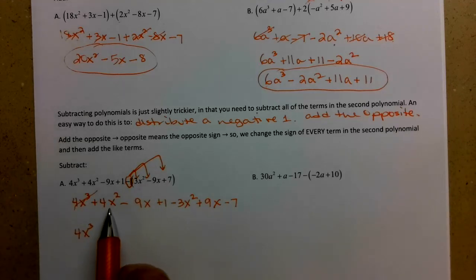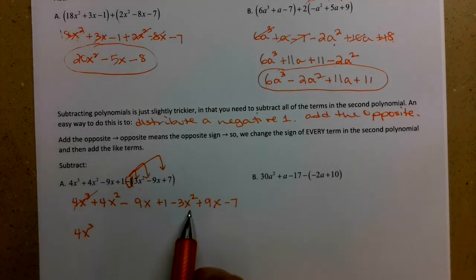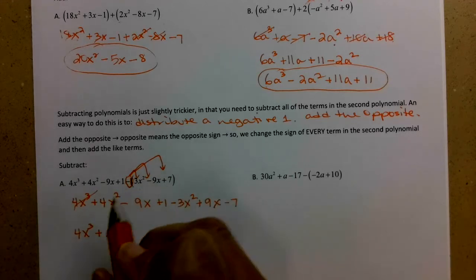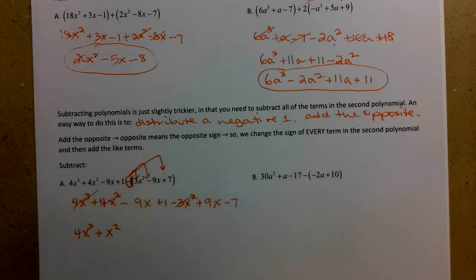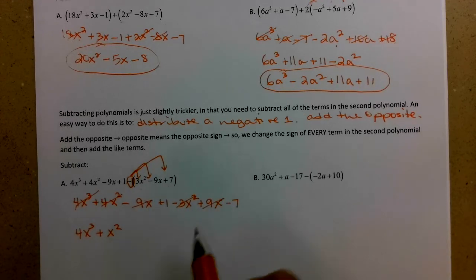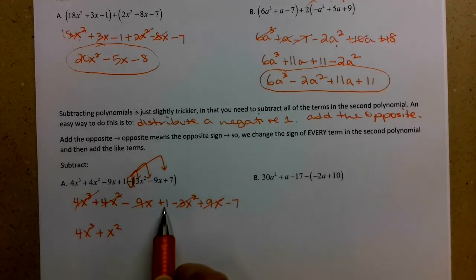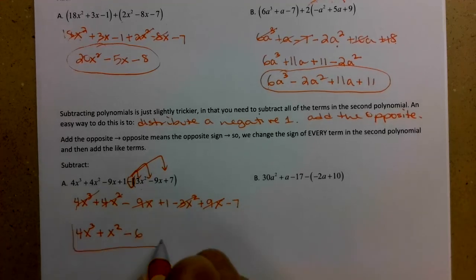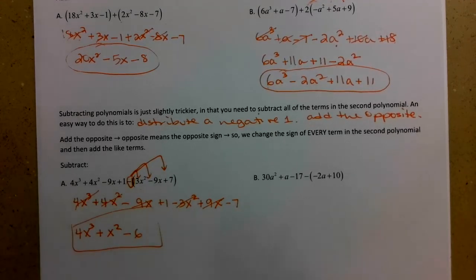And then I have 4x squared, so I'm looking for my other x squared, and there's minus 3. So 4 minus 3 is 1, so plus 1x squared. You can write the 1 in front of it if you want. Typically we don't, but you can. Let's see, negative 9x plus 9x. Oh, those guys are gone, so no x term. And then I have 1 minus 7, so minus 6. Okay, let's try the next one.